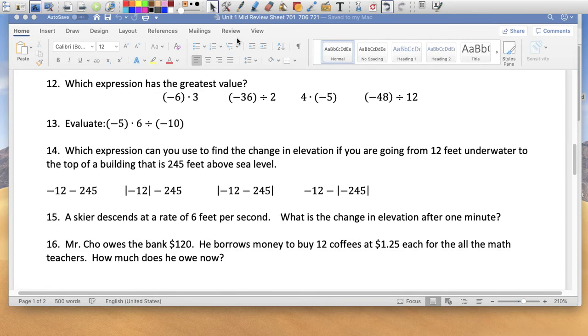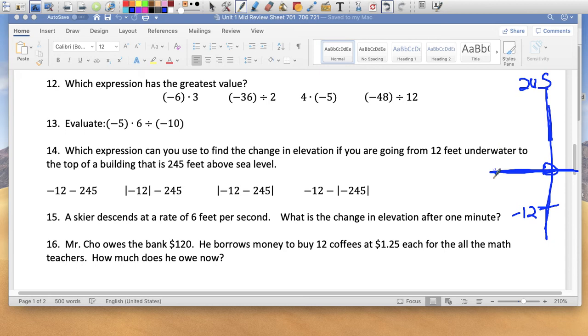14. Which expression can you use to find the change in elevation if you're going from 12 feet underwater? So I'm here, and I'm going to the top of the building. So here's the surface, right? That's 0. Maybe I'm in the sewers, and I'm at negative 12, and I have to go all the way to the top.